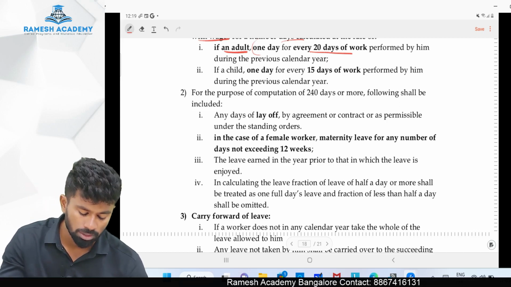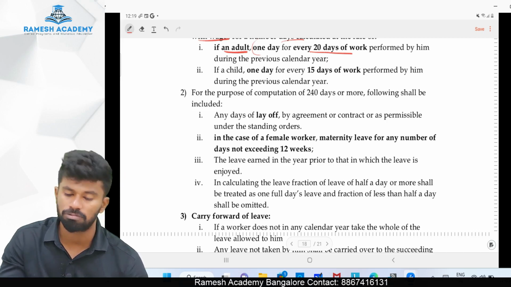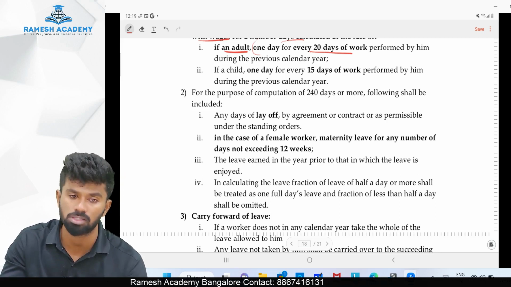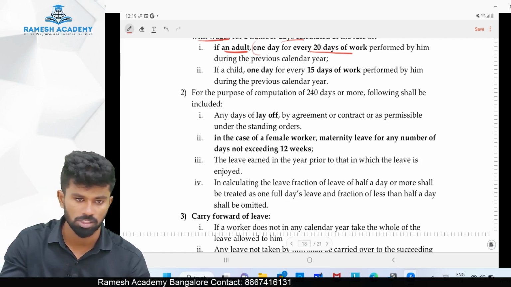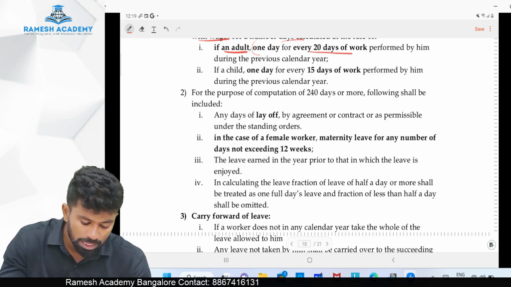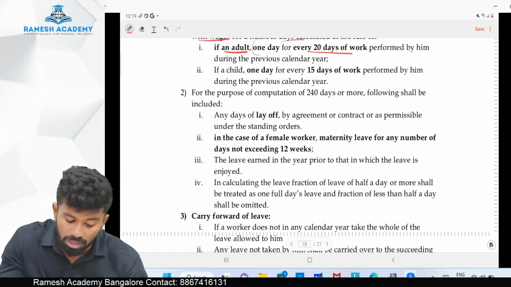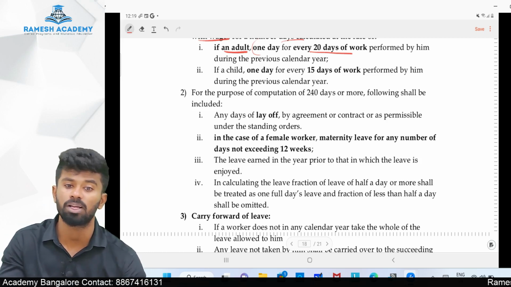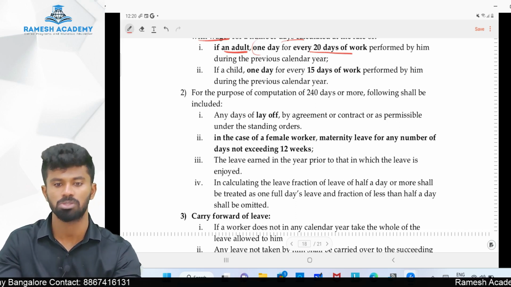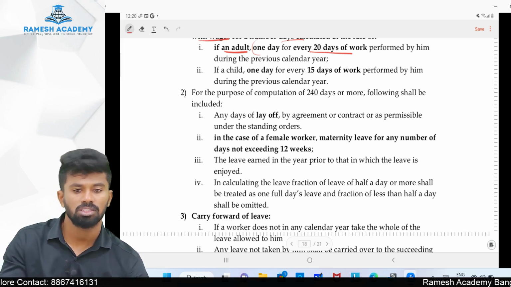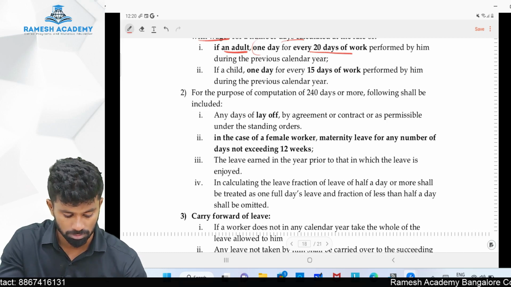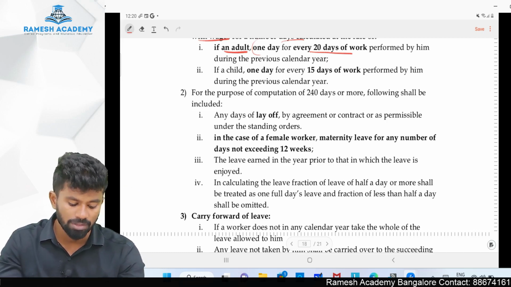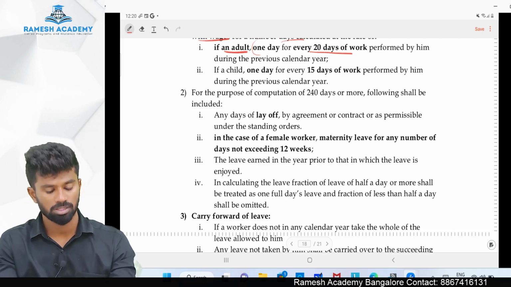Following shall be included: any day of layoff by agreement or contract as permissible under the Standing Orders Act. Layoff shall be taken into consideration. In case of a female worker, maternity leave for any number not exceeding 12 weeks should be considered as number of working days, because maternity leave is considered as deemed employment. The leave earned in the year prior to that in which the leave is enjoyed should be taken into consideration.